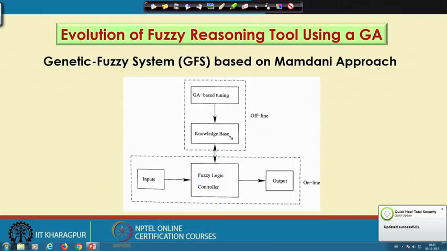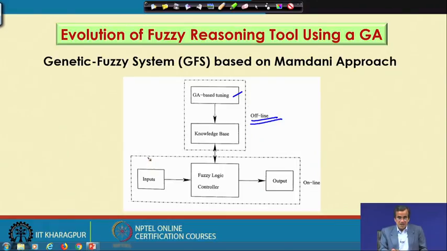So, let us try to concentrate here. Our aim is to design and develop the knowledge base, which is nothing but a combination of database and rule base, which I have already discussed. Now, this particular database and rule base can be actually optimized with the help of a genetic algorithm, but genetic algorithm is computationally expensive. So, this particular training has to be implemented offline, and once it is trained, now we can use it for some test scenarios online.